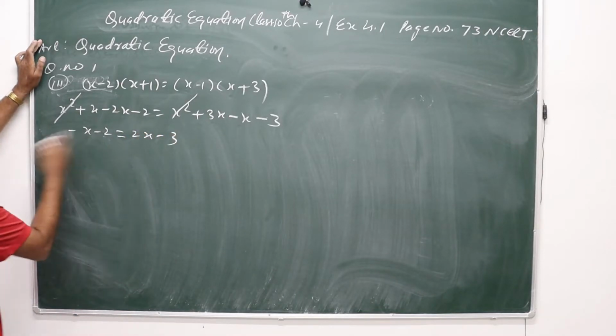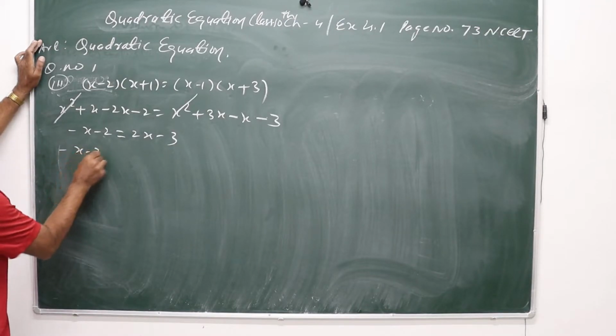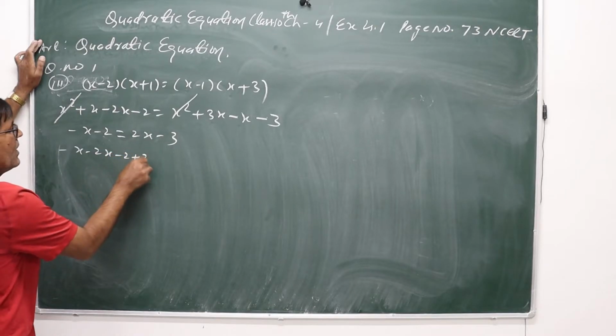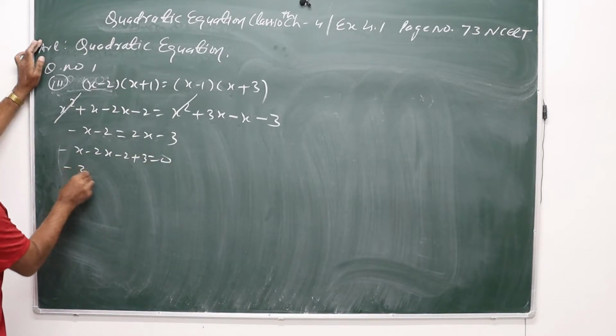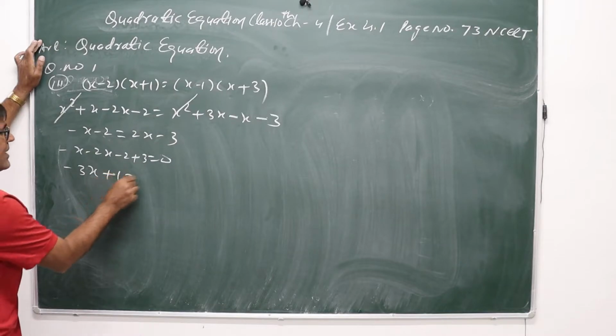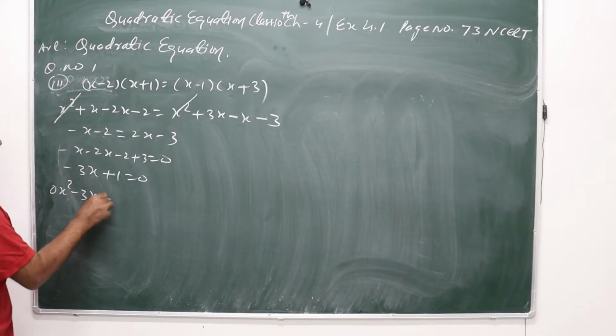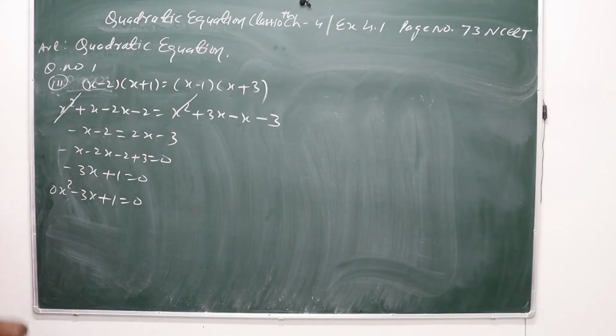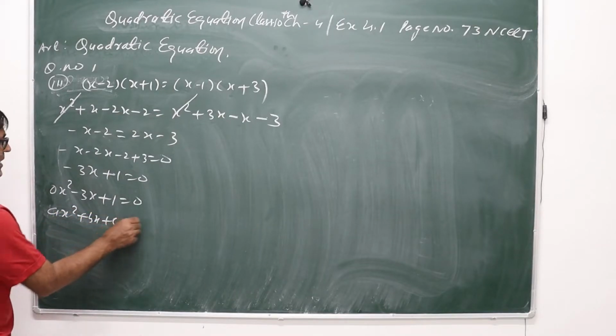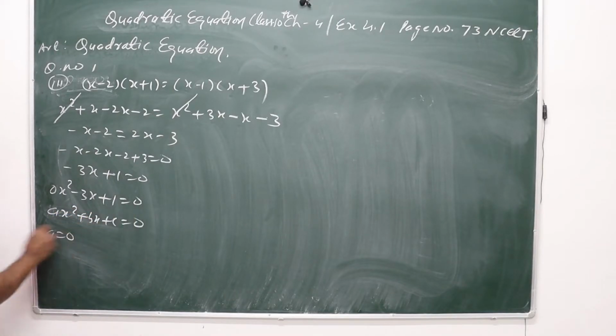Now we will take all the terms to the right side. So minus x minus 2x minus 2 plus 3 is equals to 0. So minus 3x plus 1 is equals to 0. Here this can be written as 0x square minus 3x plus 1 is equals to 0. So here, on comparing with the standard form, ax square plus bx plus c is equals to 0, a is equals to 0.